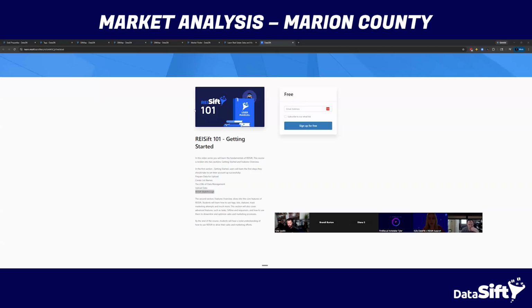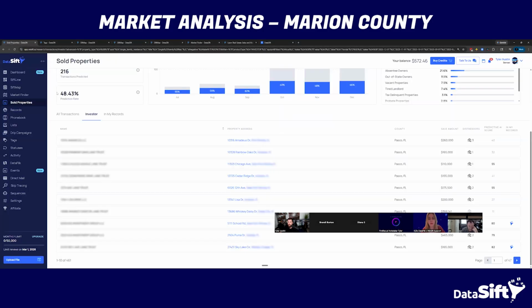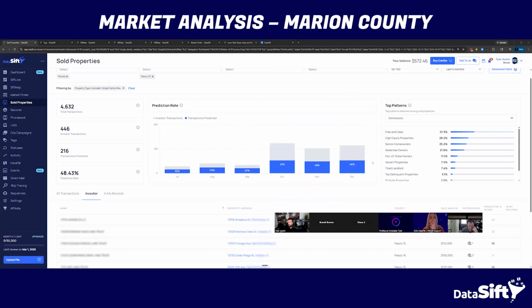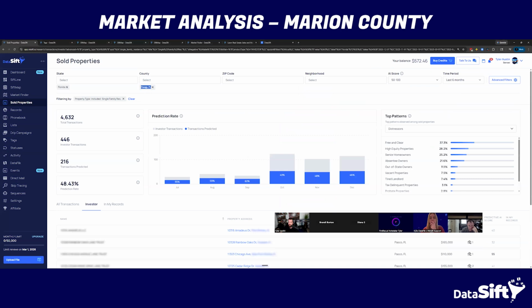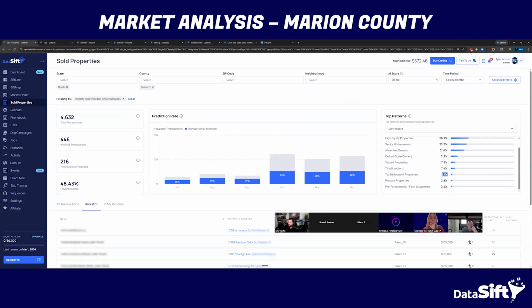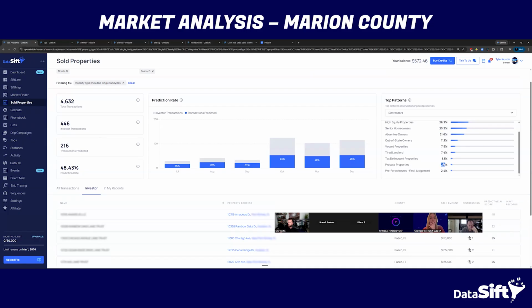Without the AI score, are there specific mixtures of distressors that you see most success with? So that's where your market's all going to change. If I go to Pasco County and sold properties, you'll see that tax delinquent is only 3.1% as a primary distressor. Senior owners are always going to be relatively high. But you see that pre-probates and pre-foreclosure judgments are good. Different distressors are great.